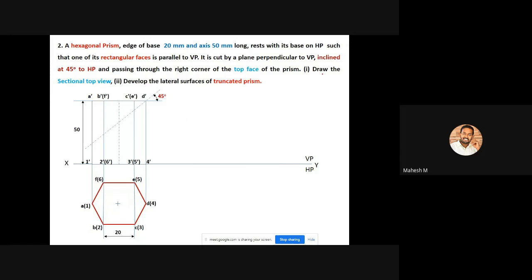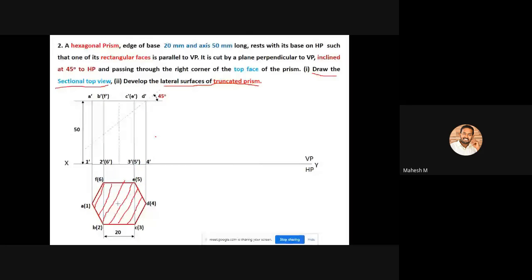Okay, so what is our condition? We have to create the sectional top view. So all the top surfaces have been removed. So you can section all your top view. You don't have to worry about that because you can directly section all the top view. We have created the sectional top view. So what is next? Develop the lateral surfaces of the truncated prism. It is a truncated solid. Okay, so you have to create the lateral surface. Clear? So you don't have to worry about the bottom base.